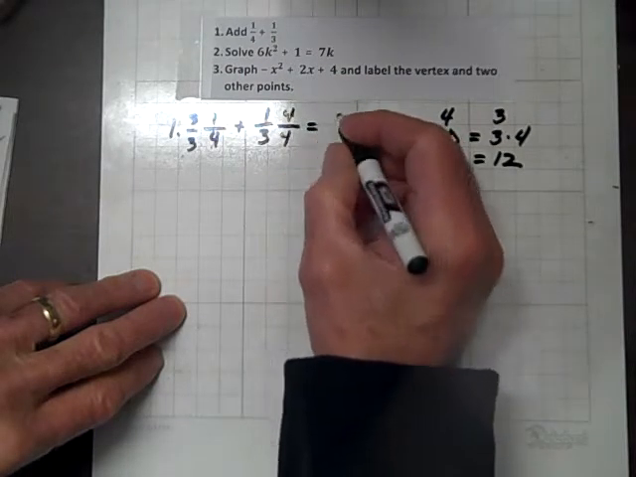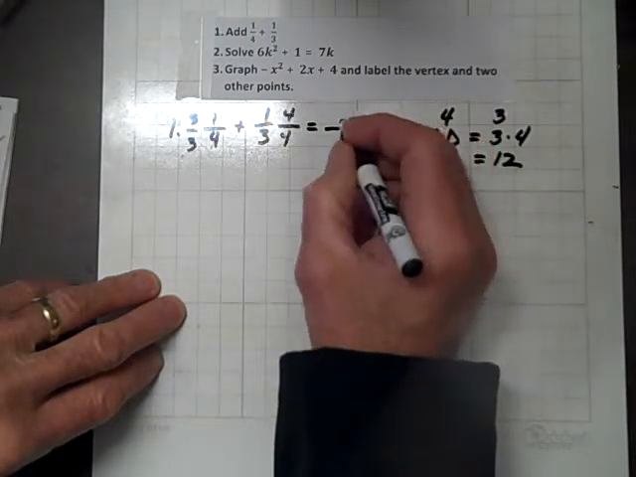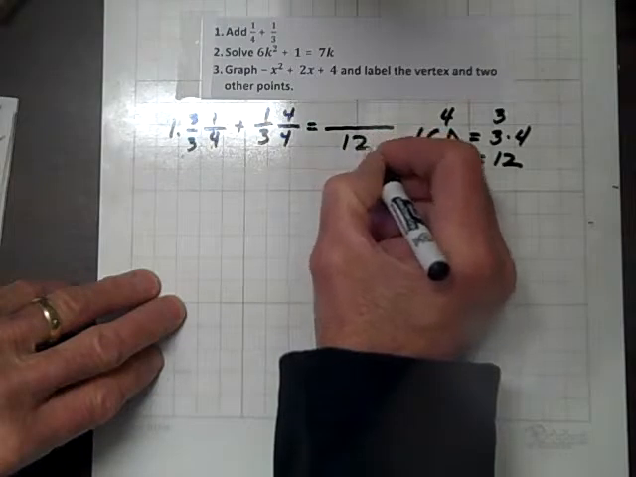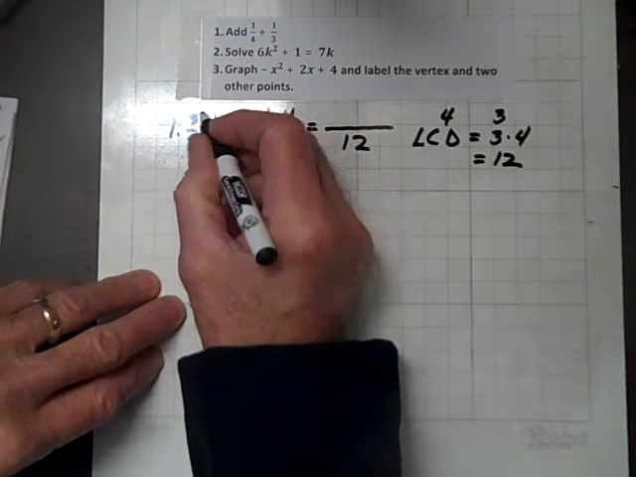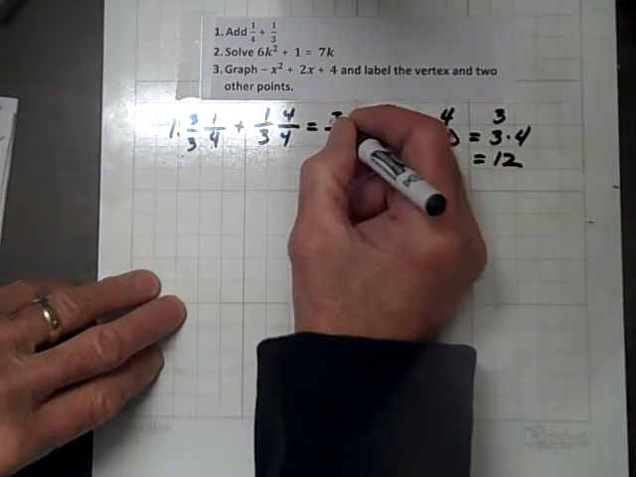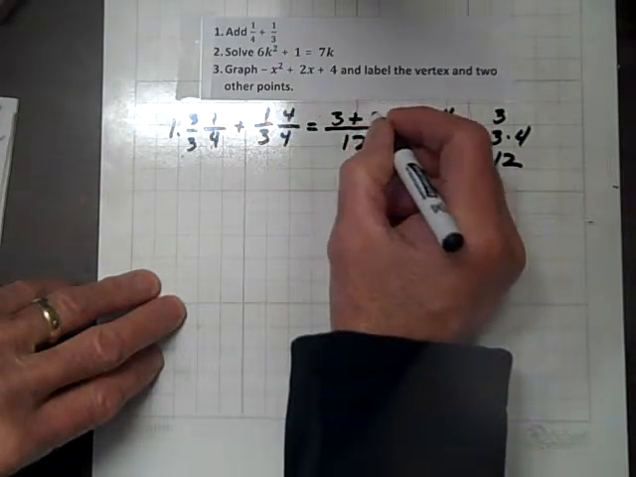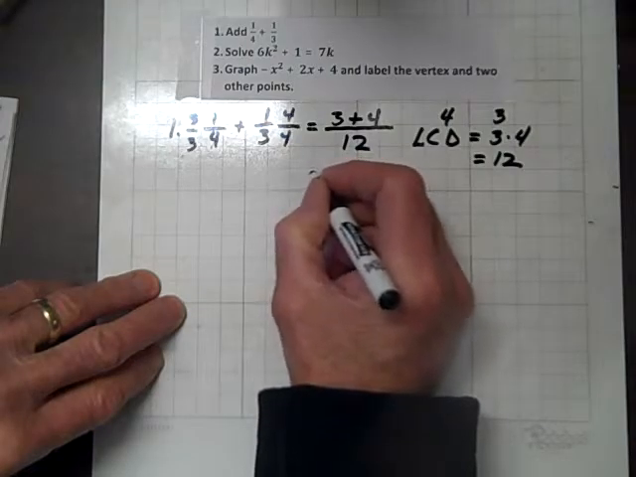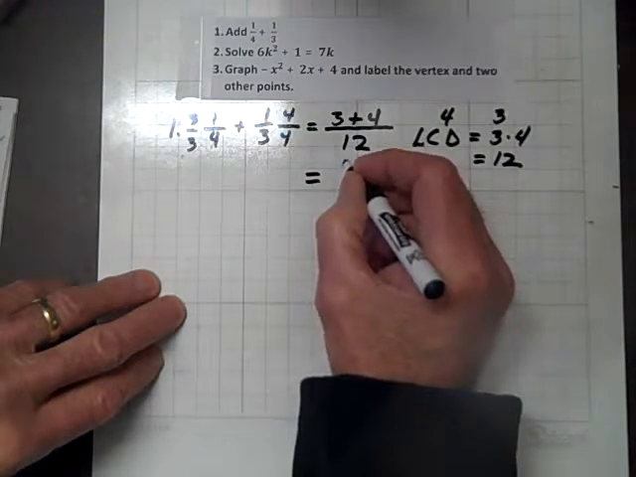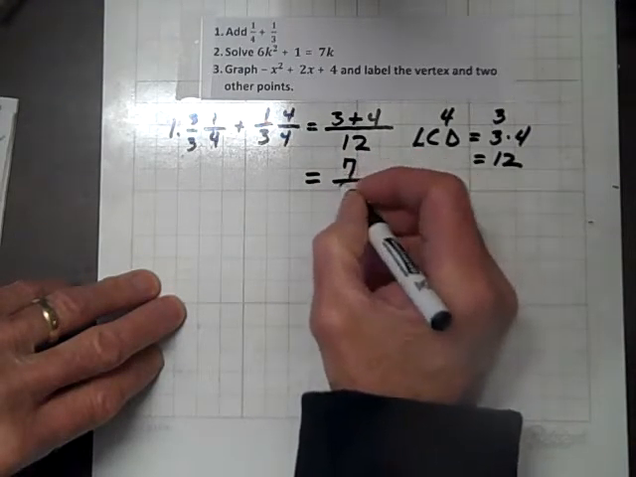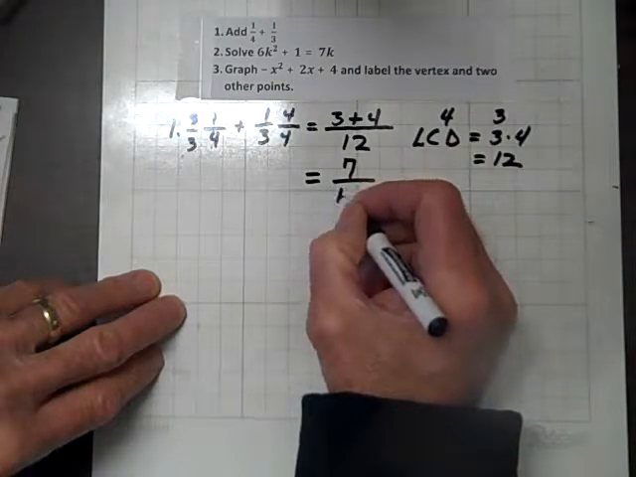So this equals, and now we have that 12 in the denominator, and 3 times 1 is 3, and 4 times 1 is 4, and there's our plus sign. When we sum 3 and 4, we get 7, and there we have it, 7 over 12.